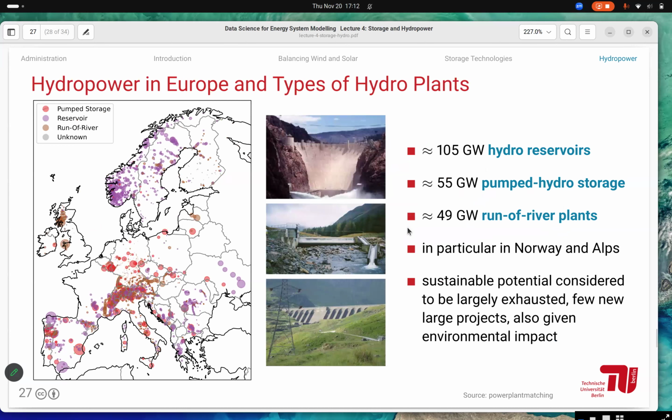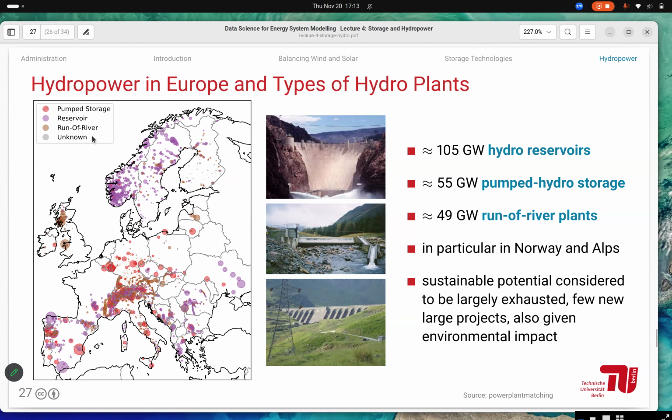If we take a closer look at hydropower in Europe and how it's distributed, you can see that in the left chart, and you can see different colors for different types of hydropower plants, namely the run-of-river plants, basically plants that don't have a big dam, for example, that stores water for a longer time. You see that quite prevalent in the Alps or in Scotland, for example.